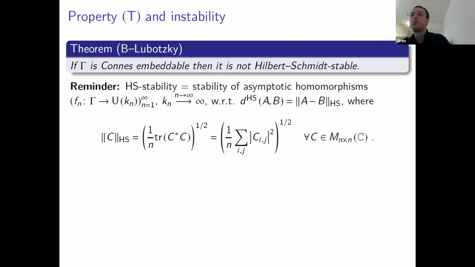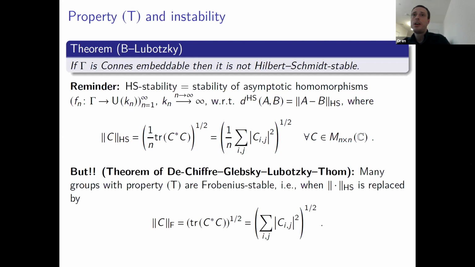So one reason that I chose to mention this result so early, before sketching the proof for permutations, is the following theorem that appears in the paper of Schiffer, Glebsky, Lubotzky, and Tom. It says in particular that many groups with property T are Frobenius stable, though not Hilbert-Schmidt stable by this theorem. Frobenius stability is just the same thing, talking about homomorphisms into unitary groups, but now in the Frobenius norm, where I'm not normalizing, I'm not dividing by n. So we see that the norm really does matter. They are not Hilbert-Schmidt stable, but many are Frobenius stable.